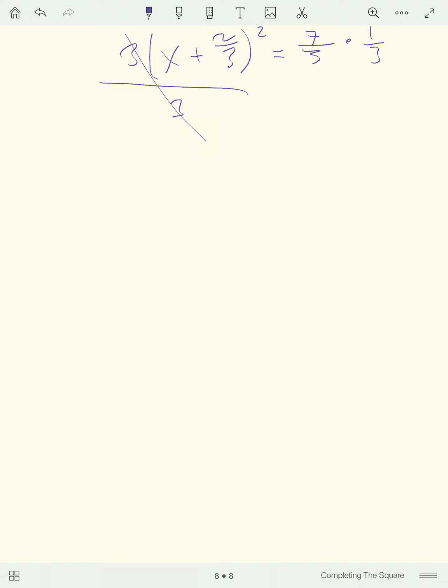Those 3's are going to cancel. We end up with x plus 2 over 3 squared equals 7 times 1 on the top there is 7. 3 times 3 on the bottom there is 9.